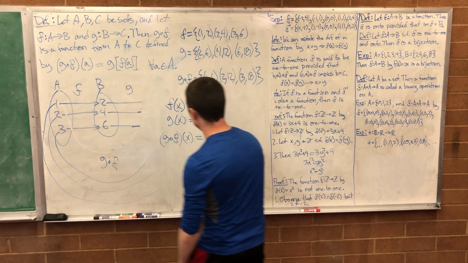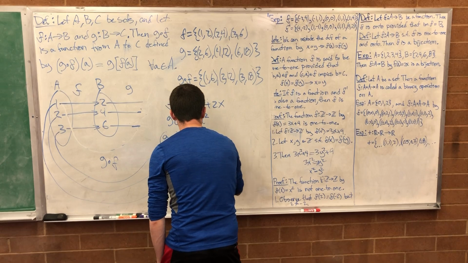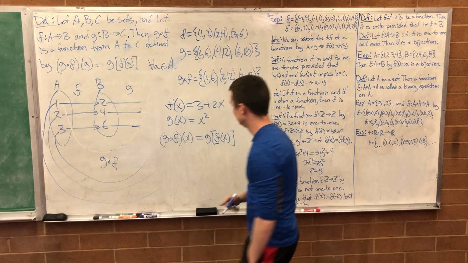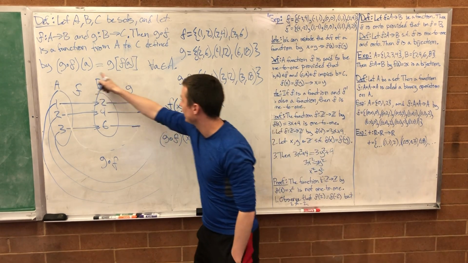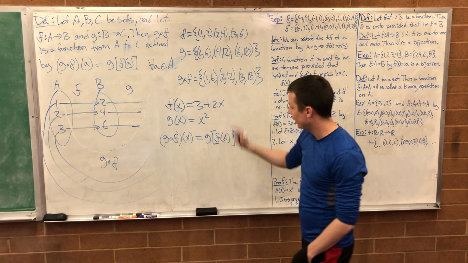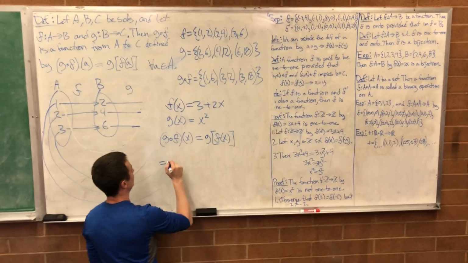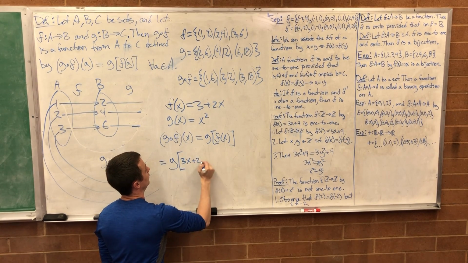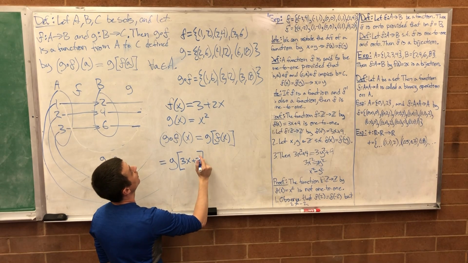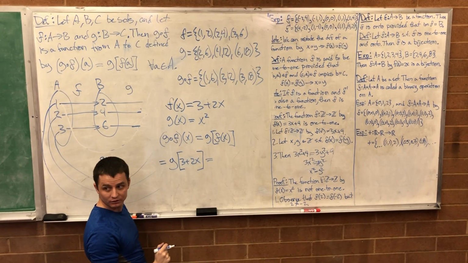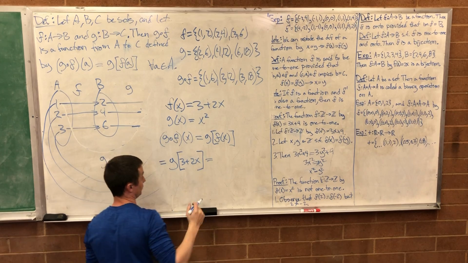G of f of x is 3 plus 2x all squared. Let's just use this directly for a second to help us think about it. What is f of x? 3 plus 2x. So this is equal to g of 3 plus 2x. And what is g of 3 plus 2x? 3 plus 2x squared.